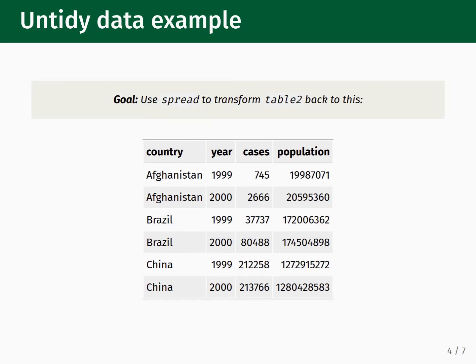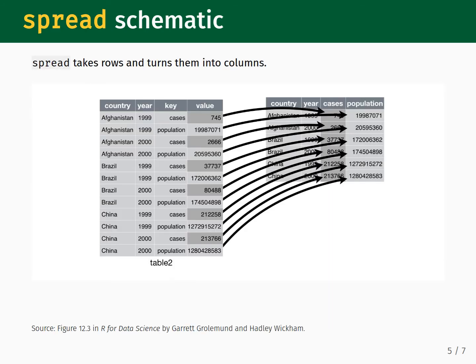As a reminder, this is what the same data set would look like if the table was organized according to the tidy data principles. Our task is to use the spread function to reshape our data in the table from the previous slide so that it looks like the table shown on this slide. This schematic illustrates how we will use the spread function to reshape Table 2. Note that in this picture, the column names of type and count have been replaced by key and value.